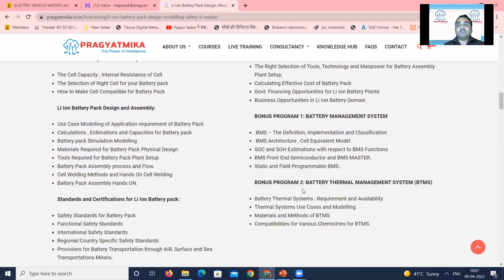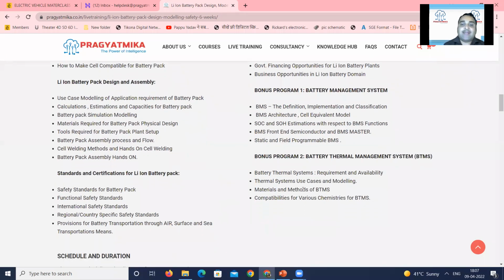Under the BMS, we let you know about the BMS architectures. How do we calculate the different state functions from the BMS? What is the architecture of the BMS, or how the connections are made? And whenever we are selecting any BMS, how to select that BMS, and then the thermal management. How do we calculate and how do we implement the thermal management in my battery pack? So all these things are covered under this.